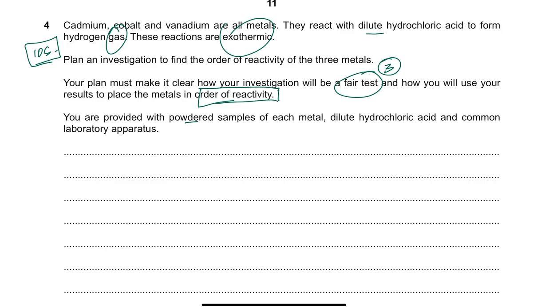Or you can do this: because you will react these metals with hydrochloric acid, they're obviously going to dissolve. They will get used up. So you could also use the concept of mass: take equal masses of powdered metal, and the metal that dissolves first will be the most reactive.